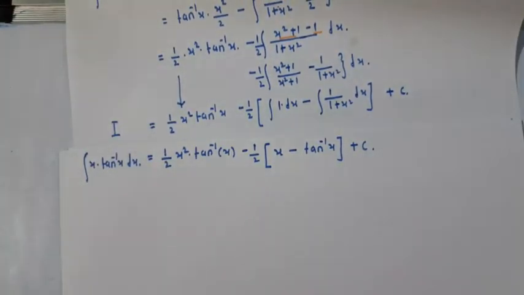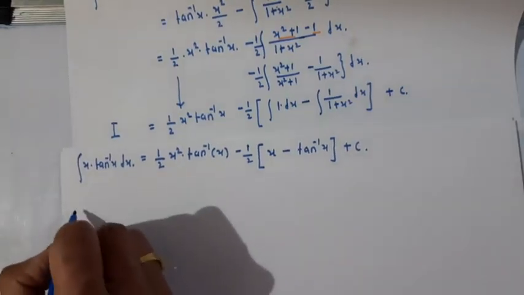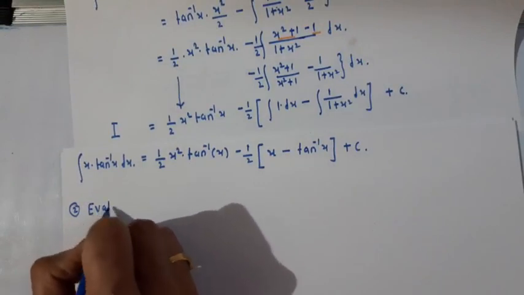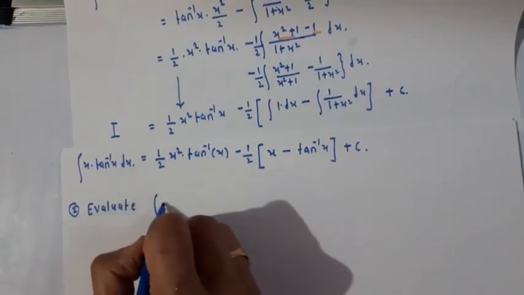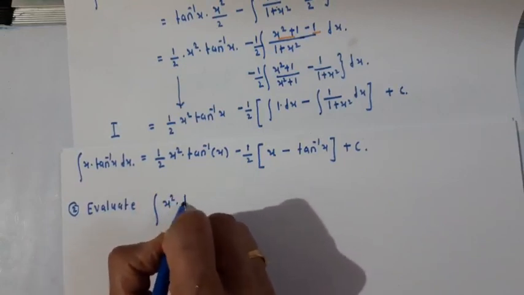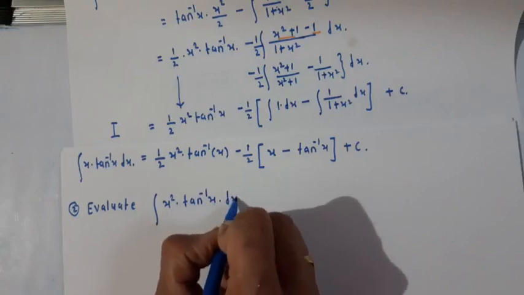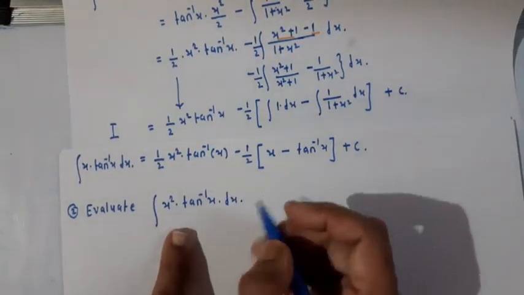Okay student, now the next sum, or the second problem, is: evaluate integration of x square tan inverse of x with respect to x. Again by u into v rule, that is here.